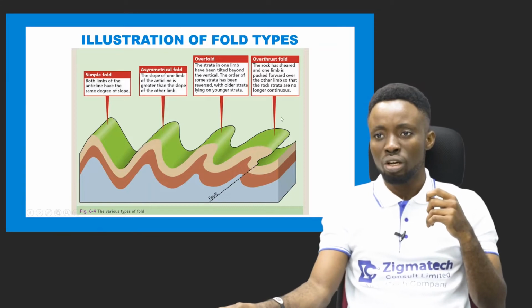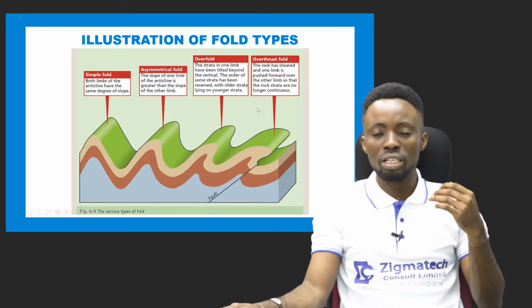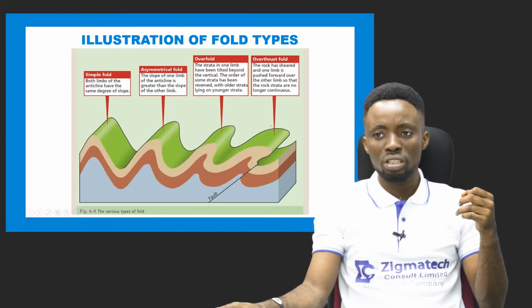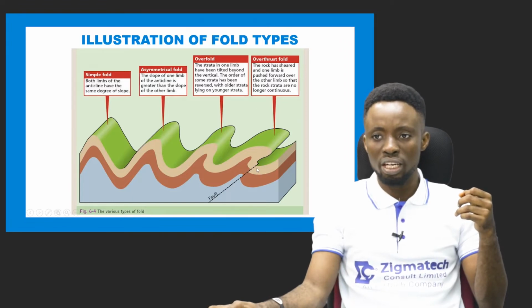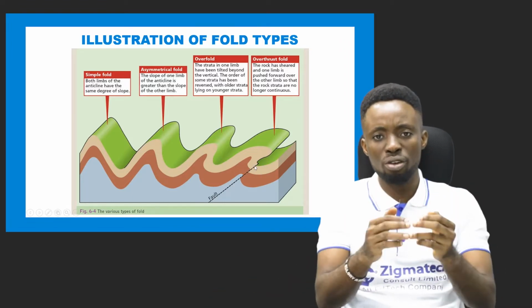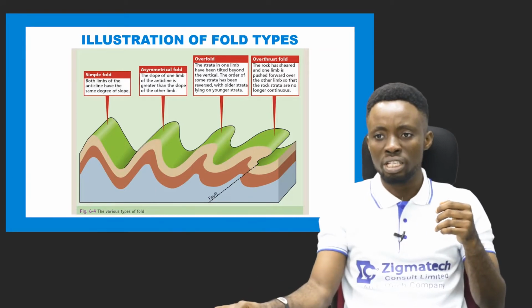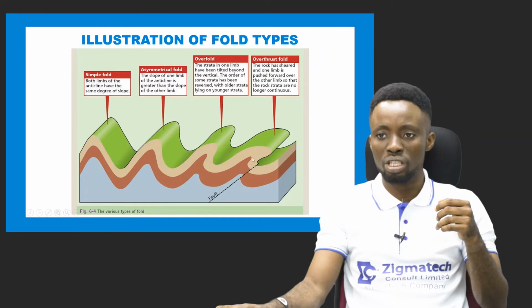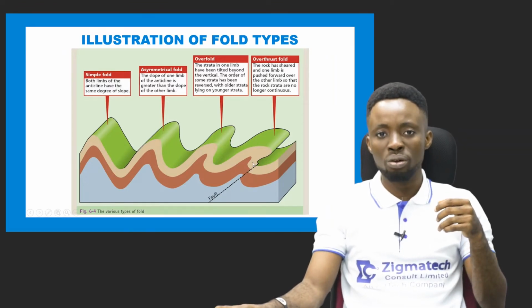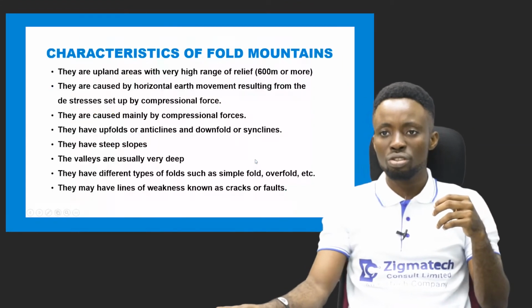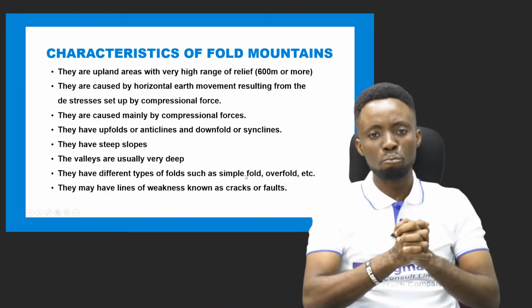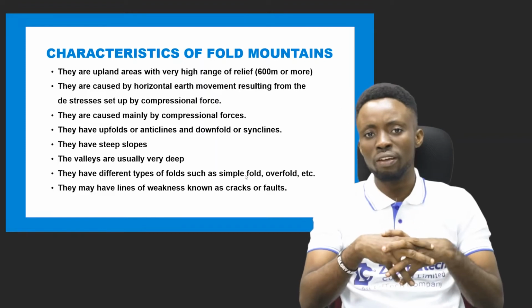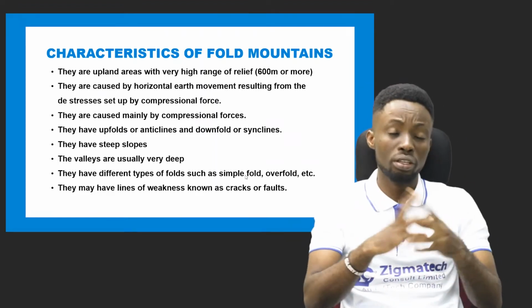So that's why it's called an overthrust fold. And you see that it's tilted in such a way that the rock strata is no longer continuous. And at the end of the day, we end up having what we call a fault. Especially as you see somewhere around here that we have a fault in this region, or a point of weakness found in this region.